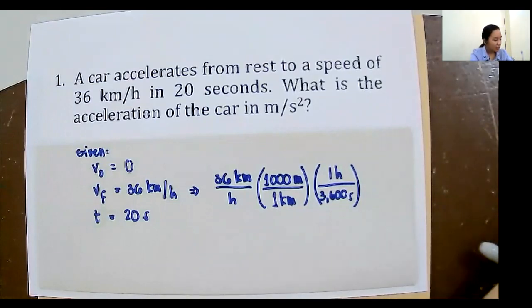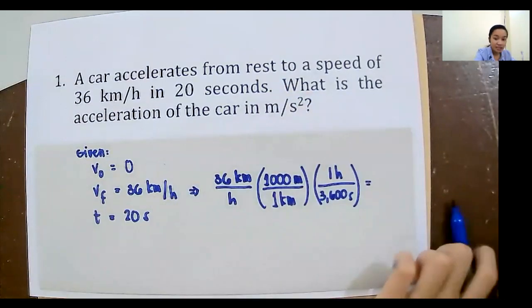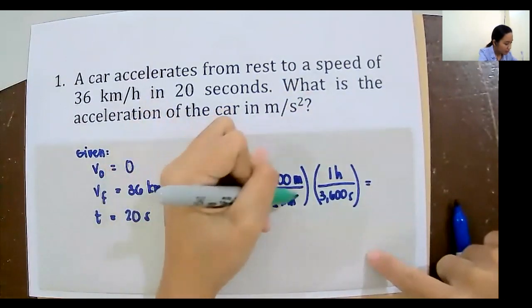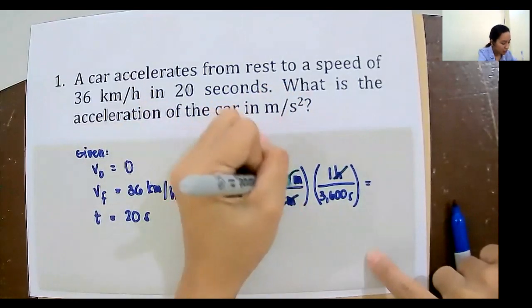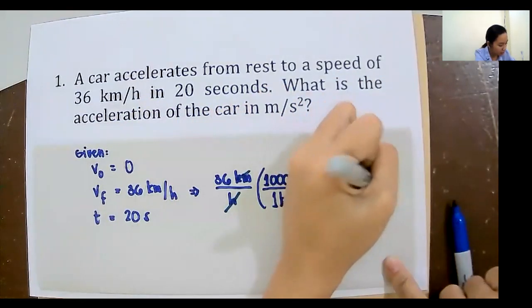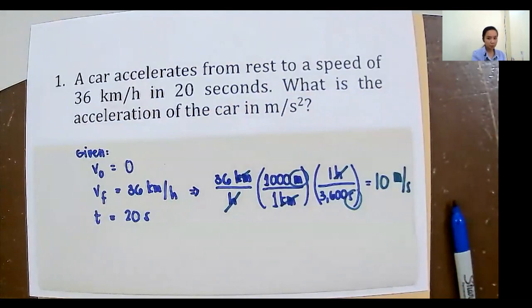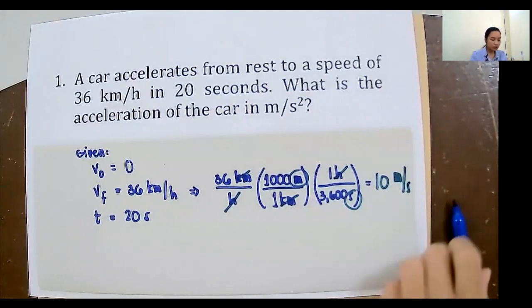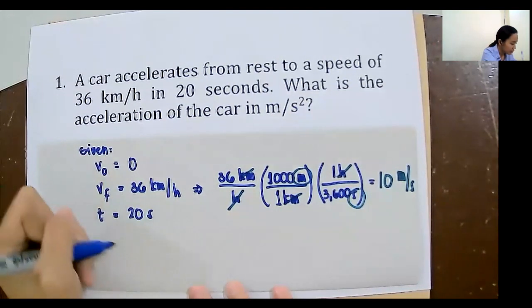And then you solve this using your calculator. Km will cancel out, h will cancel out, and you will be left with meter and seconds. So when you solve this using your calculator, you will get 10 meter per second. So that is what we will use to solve for your acceleration.